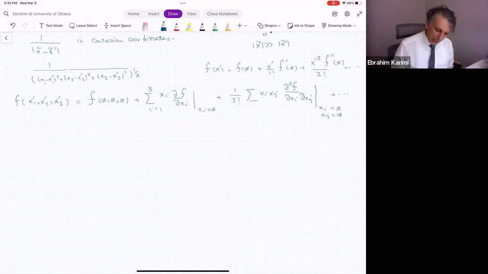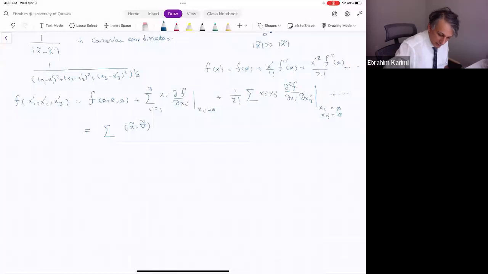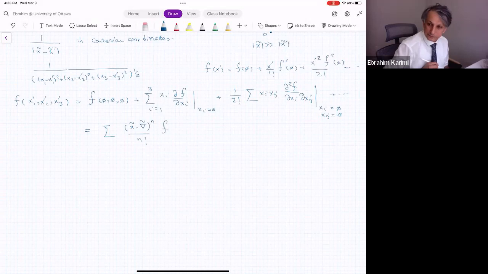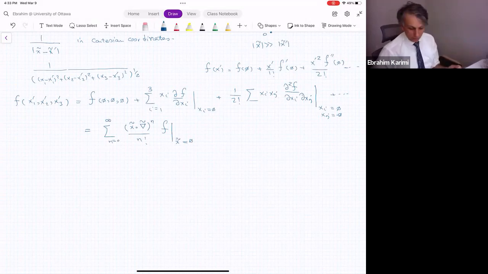All right, and as you pointed out, some people, including myself, would prefer to write it in this way. I will write it in terms of (x dot nabla, the gradient) divided by n factorial, power of n, acting on f at x equal to 0, with n changing from 0 to infinity. This is the compact form. For n equal to 0, that will be f of 0. For n equal to 1, that will be x dot nabla.